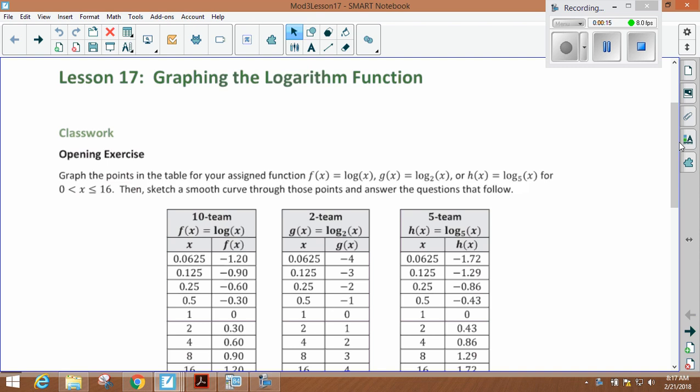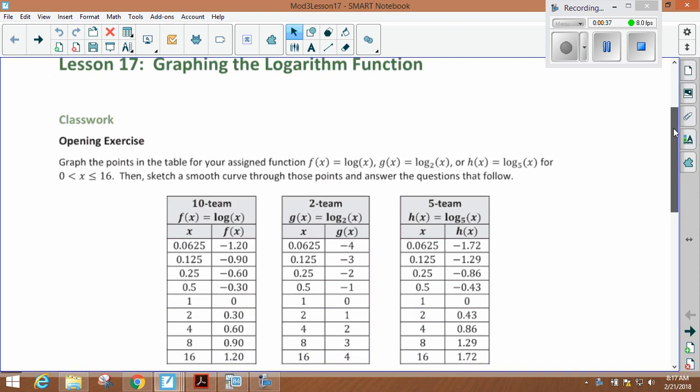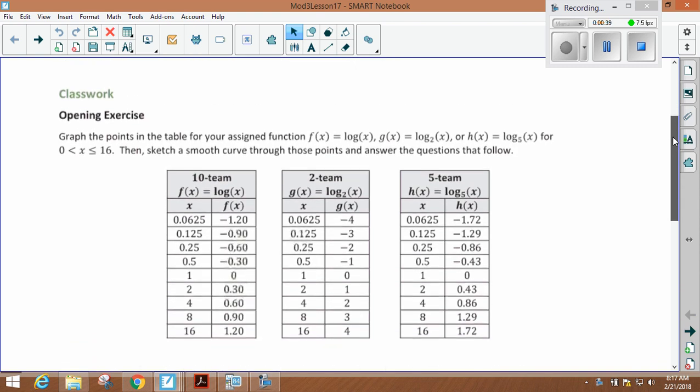There was a little time where we did some transformations. We looked at graphs of quadratics very briefly, right? But other than that, we haven't done a lot. We're going to get into this pretty intensely. Graphing the logarithmic function. Hey, just real quick.